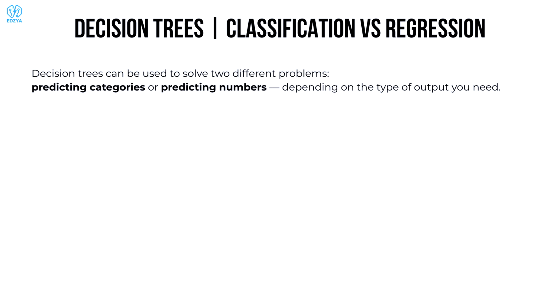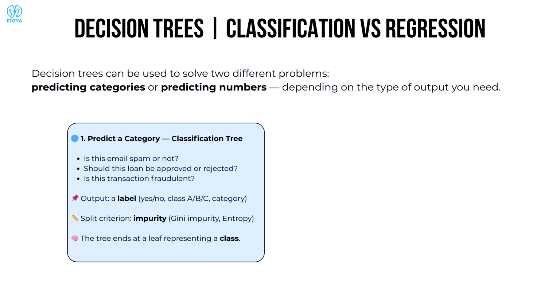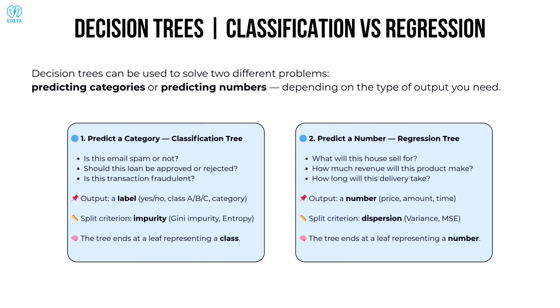Decision trees are used for two different goals, depending on the type of output you need. First, classification. The output is a label, like spam or not, approved or rejected. In classification, the split criterion is impurity, meaning the groups become less mixed. Second, regression. The output is a number, like a price, revenue, or delivery time. In regression, the split criterion is dispersion, meaning values inside each group get closer. In both cases, the tree ends at a leaf that produces the final prediction.